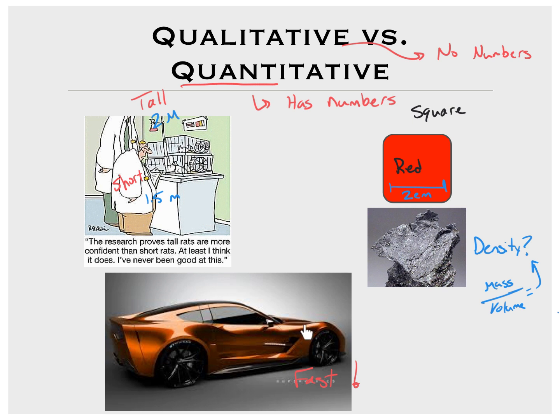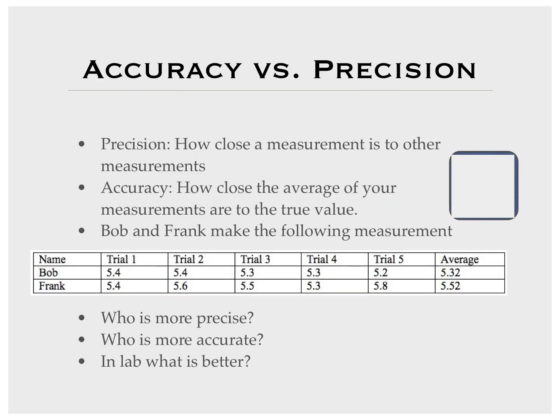Finally, this car, we said it goes fast. What's its max speed? Maybe it's 200 kilometers an hour. Maybe it's 300 kilometers an hour. As long as you attach a number to it, you've got quantitative data. I think you get the idea of qualitative versus quantitative. Now let's talk about the concept of accuracy versus precision. Now, in normal everyday language, these two words are pretty much used interchangeably by the common public, but in science, they mean quite different things.